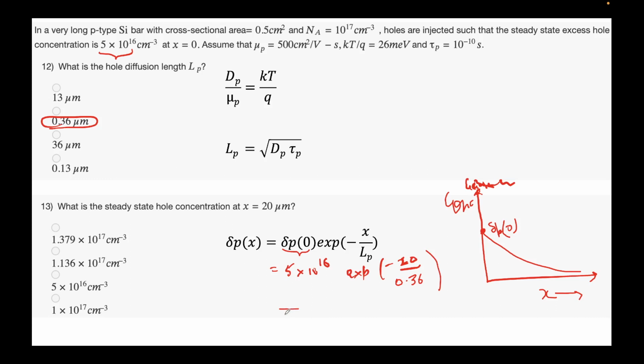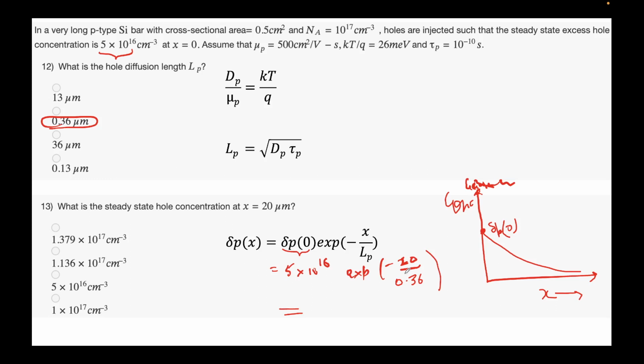Okay, so let me get my calculator and find out this value. Again you can see 20 is much larger than 0.36, right? So what's going to happen is that this exponential will really blow up, and it's a negative sign, so it will become really small. Let me get the actual value for this. 20 divided by 0.36, so it's going to be 55. So I take the exponential of minus 55, and that's in the order of 10 to the minus 25.